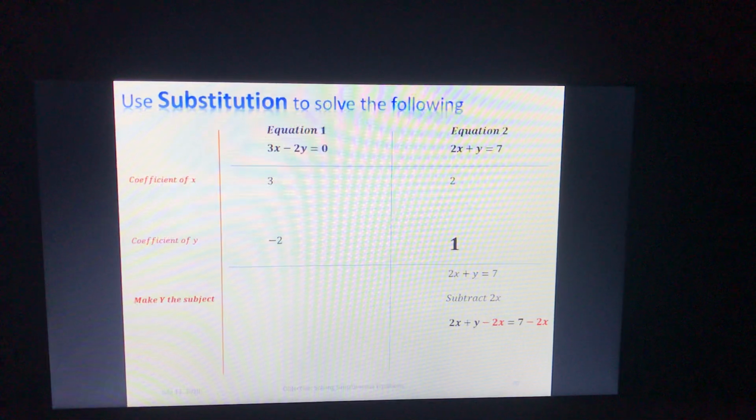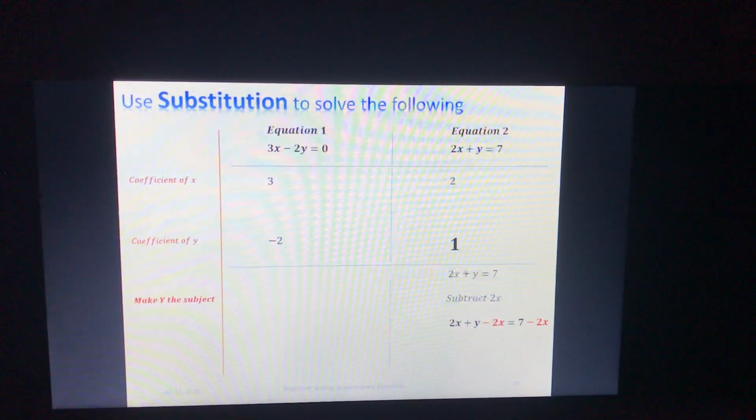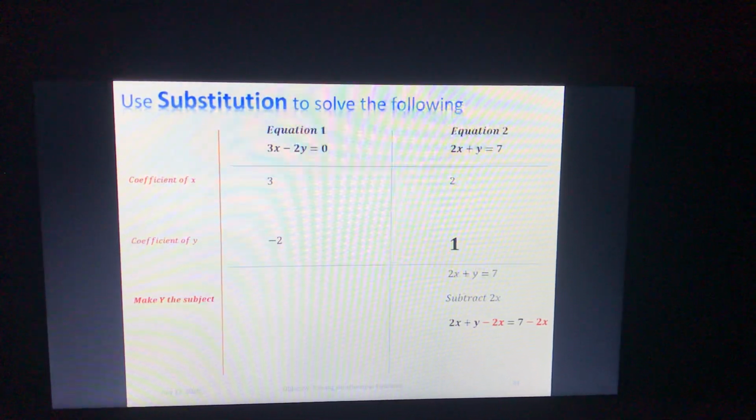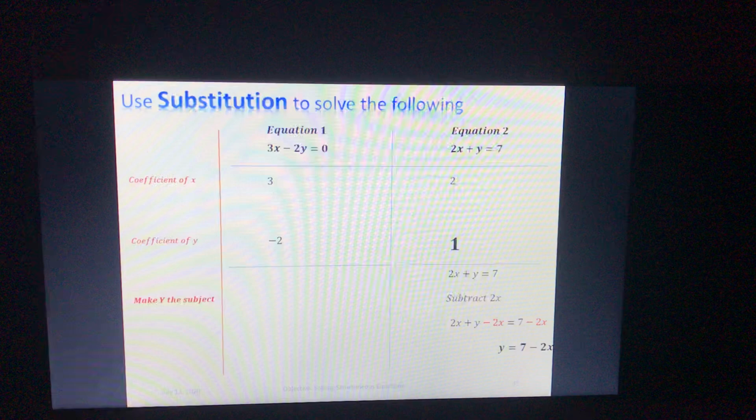So 2x plus y minus 2x is equal to 7 minus 2x, because whatever I apply to the left side of the equation, I must apply to the right side of the equation. So 2x is cancelled from the left side, y is left on its own, and what's left on the right side is 7 minus 2x.